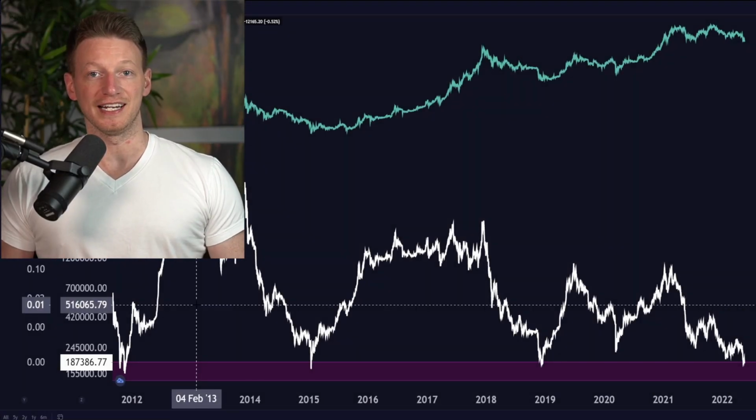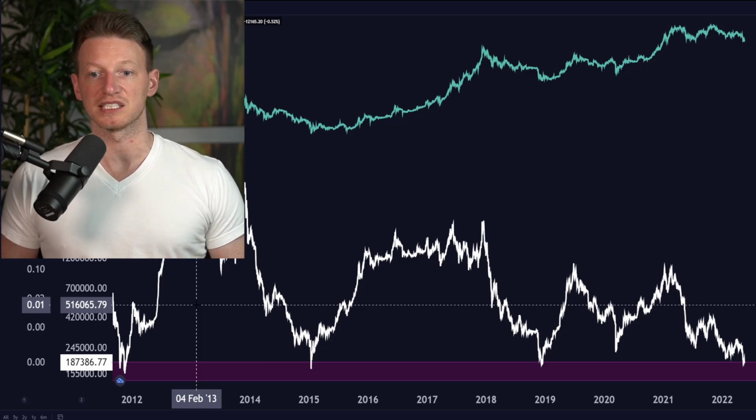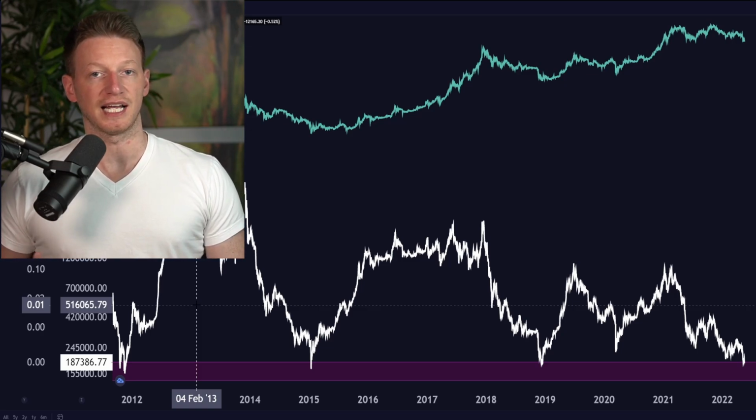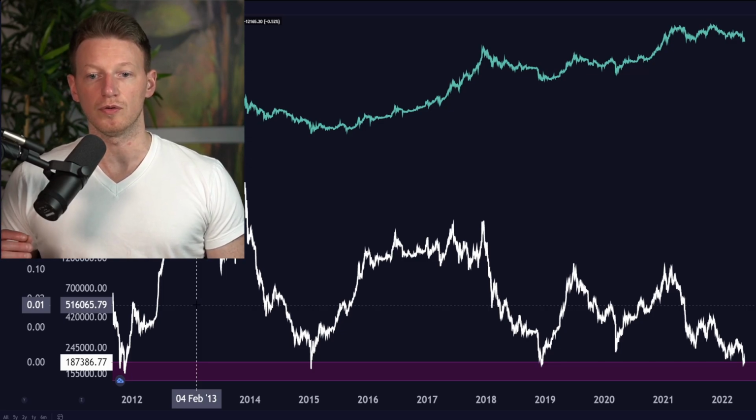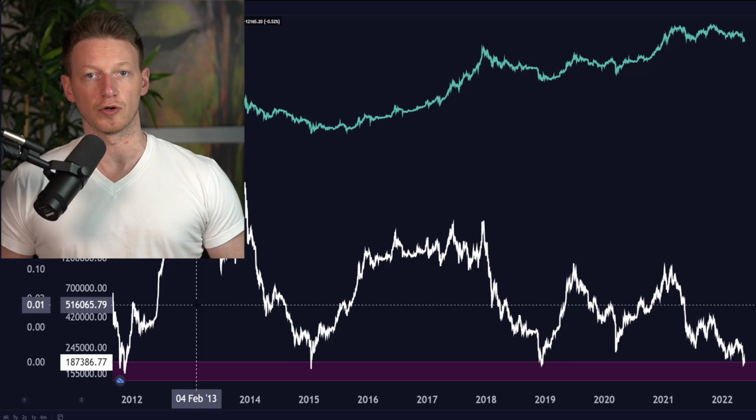So what we're going to do today is take a look at what is, in my opinion, one of the most interesting Bitcoin metrics that exists. This metric has actually identified the market cycle bottom for every single market cycle dating all the way back to 2011. So we're going to look at a metric today called the entity adjusted dormancy flow.